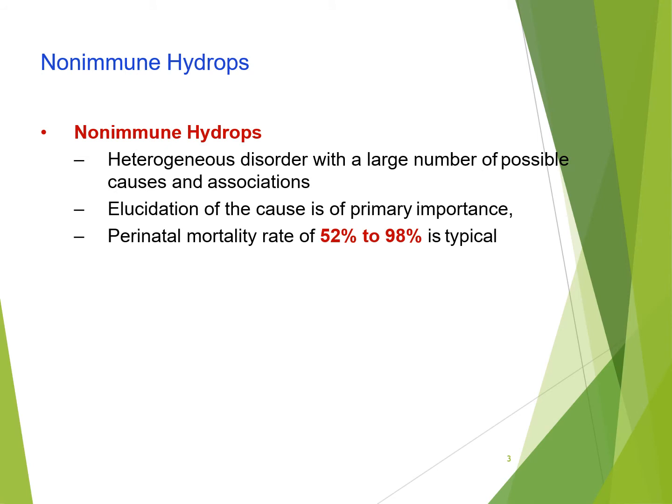Non-immune hydrops is a heterogeneous disorder with a large number of possible causes and associations. Elucidation of the cause is of primary importance. Perinatal mortality rate is very much higher than the immune hydrops. It is between 50 and 98%.